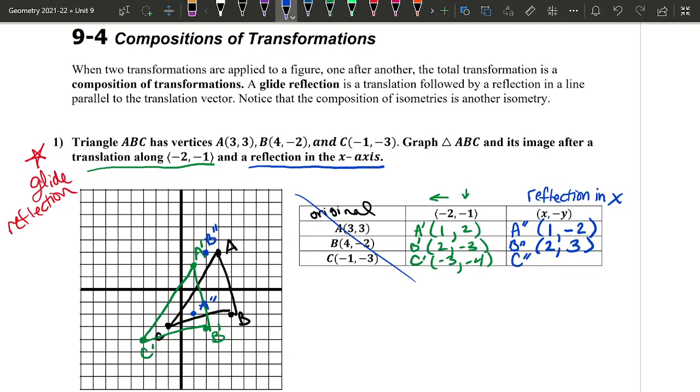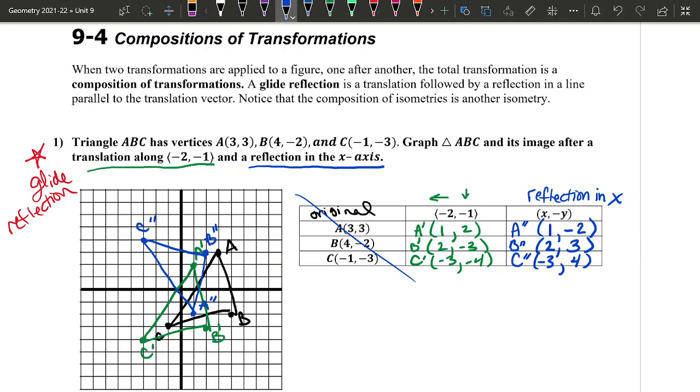And then C double prime, the x stays the same, negative 3, and the y changes sign, so positive 4. So I go negative 3, 1, 2, 3, and up 4. 1, 2, 3, 4. And that's C double prime. And then connect the blue dots. So your final image is the double prime.